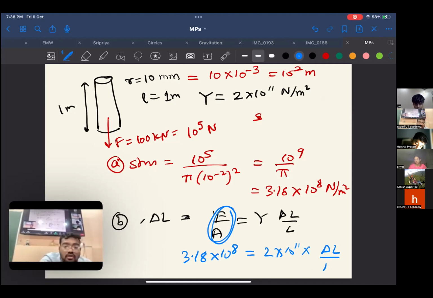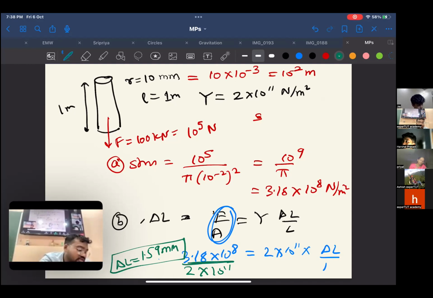Now delta L, you will see, comes out to be this value divided by 2 into 10 power 11, and as you can see it is a very low value. The delta L which comes out in this question is 1.59 mm and it is a very low value. Usually it comes like this, so remember the order too. Your delta L should not come as 3 centimeter or 5 meter; it should come in the order of millimeter.